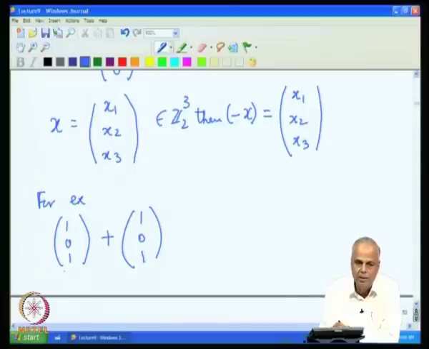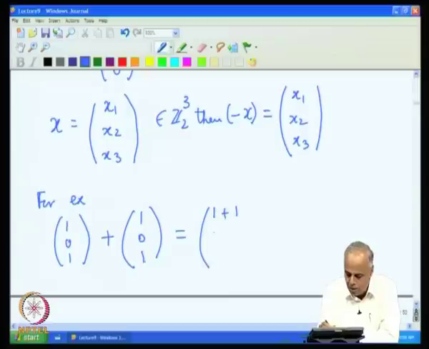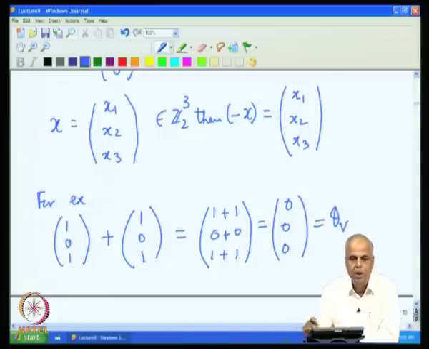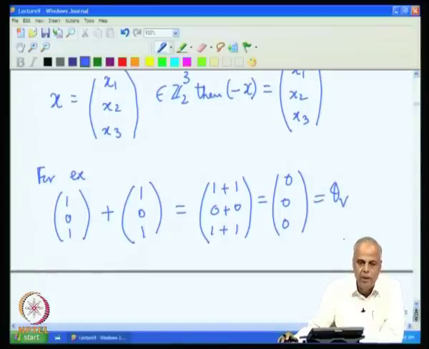Since this should act as its negative, we must get 0, but what is it? 1 plus 1, 0 plus 0, 1 plus 1, but in this field 1 plus 1 is 0, 0 plus 1 is 0, 1 plus 1 is 0, and this is what theta v is. So, thus this is a vector space which has only a finite number of vectors in it, 8 vectors, and in this vector space every vector is its own negative.